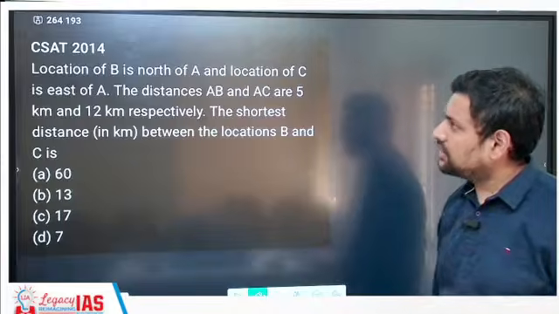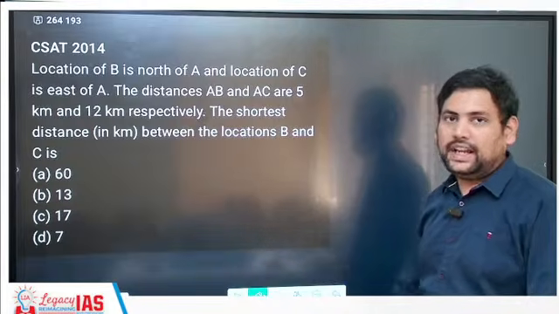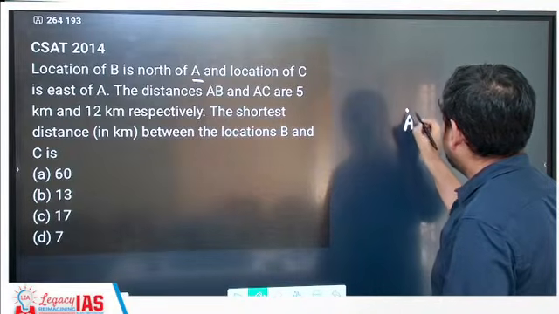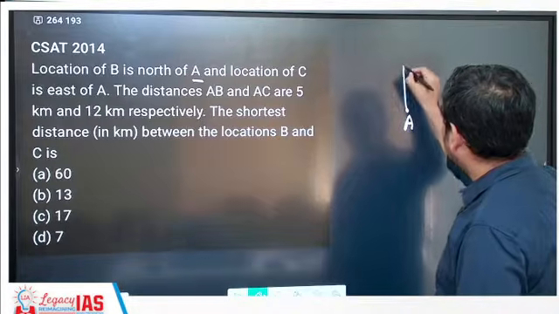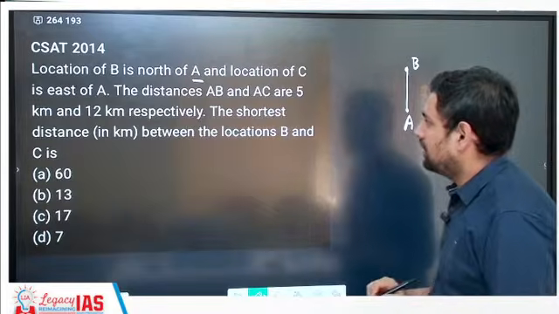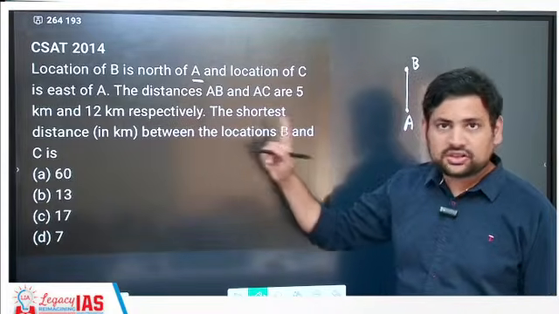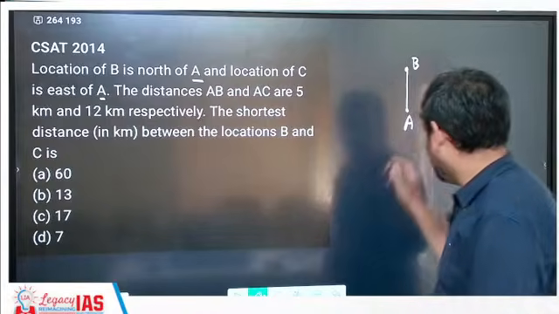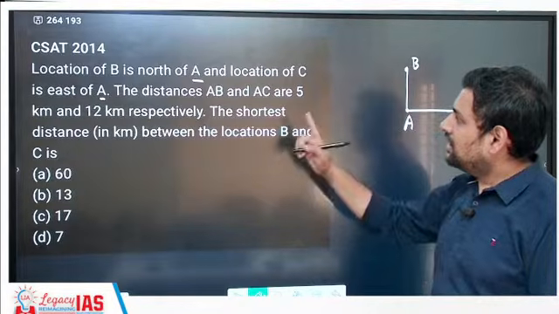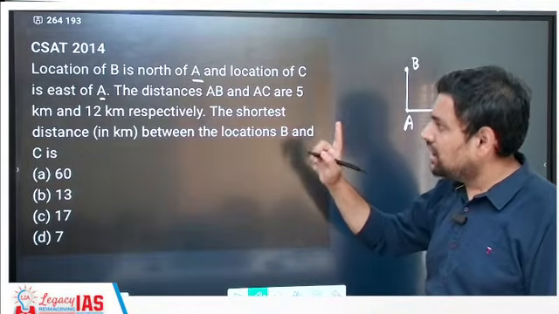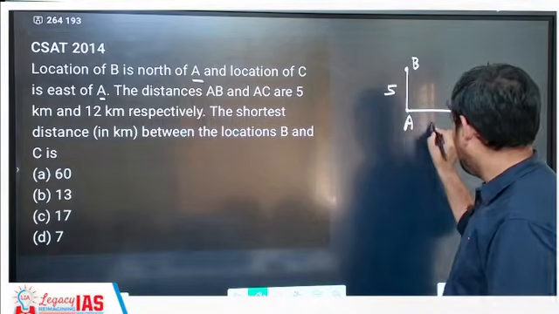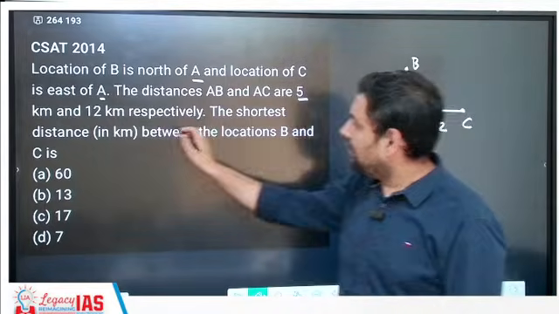First, location of B is north of A. What will you draw first? A. So I draw A. Then it says location of B is north of A. So from A I go north, I draw B. Then it says location of C is east of A. So from A I go east and I draw C. Then it says the distances AB and AC are 5 kilometer and 12 kilometer respectively. So AB is 5. AC is 12 according to the question.